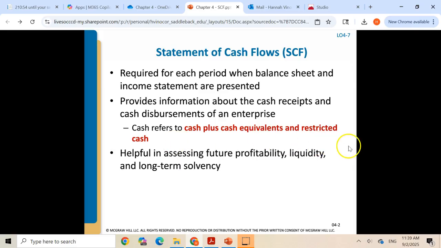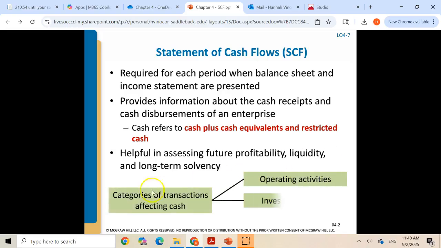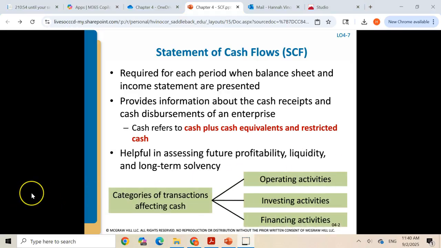So while a company can be profitable on paper, meaning from the income statement it looks like it's profitable, we also need to see if they're going to have enough cash to last for the next quarter or next year. It helps us in assessing the company's future profitability, liquidity, and whether they can go long term with the cash they have on hand. There are three categories of cash on the statement of cash flows, and those are operating activity, investing activity, and financing activity.